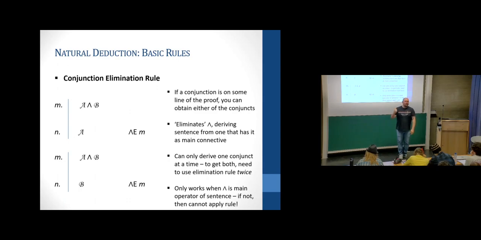Again, we did this in our sample proof. We used it once to get A, and then we used it again to get B. And note, it doesn't matter how complex sexy swash font A or sexy swash font B are. We don't care. All that matters is that if the sentence has a conjunction as its main operator, then we can break it and get the parts. Okay. Good for conjunction? We start with it because it's the easiest one.